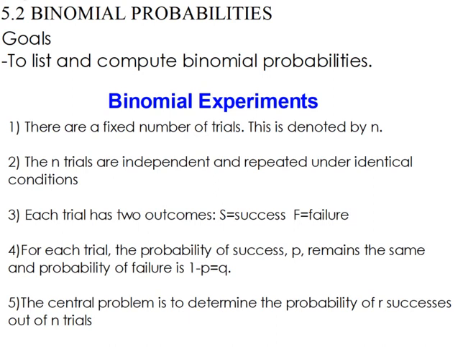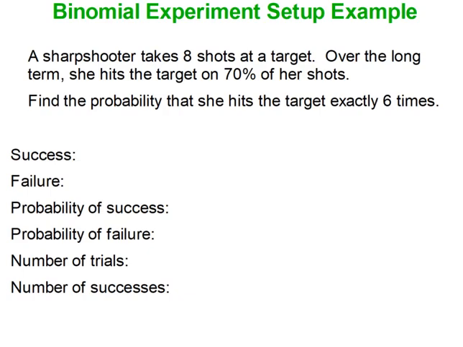The central problem is to determine the probability of r successes out of n trials. So maybe r is equal to 7, meaning that I'm going to get 7 out of 10 free throws made. Okay. The sharpshooter takes 8 shots at a target over the long term. She hits the target on 70% of her shots. Find the probability that she hits the target exactly 6 times.